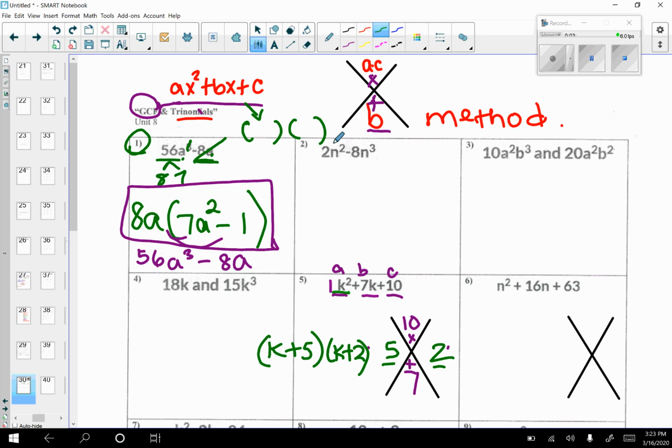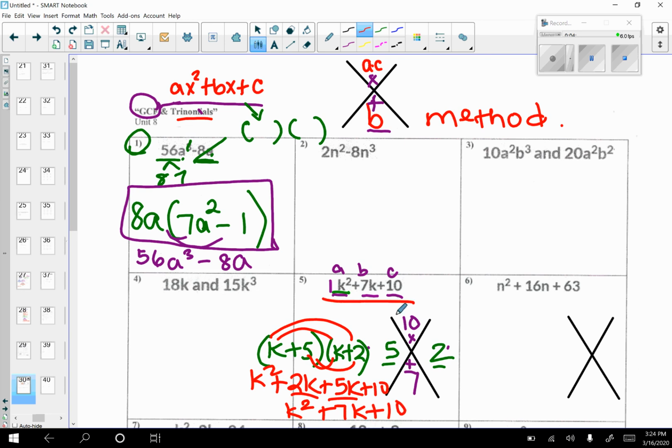Okay, remember before when we were taking two binomials and multiplying them by each other and ending up with trinomials? We're reversing that now, right? Remember when we did this? We did, okay, k times k, that's k squared, plus k times 2, that's 2k, plus 5k, plus 10, and then we simplified these and we got k squared plus 7k plus 10.